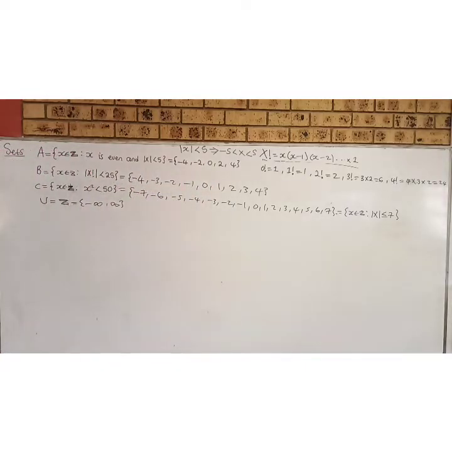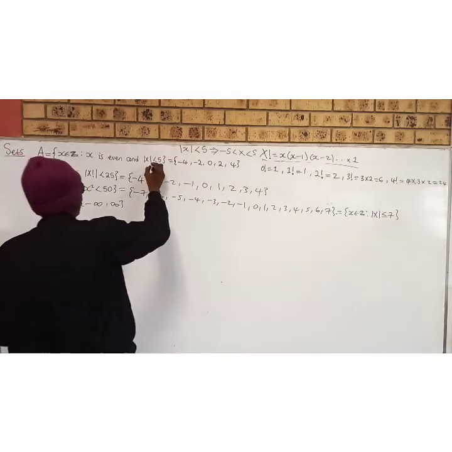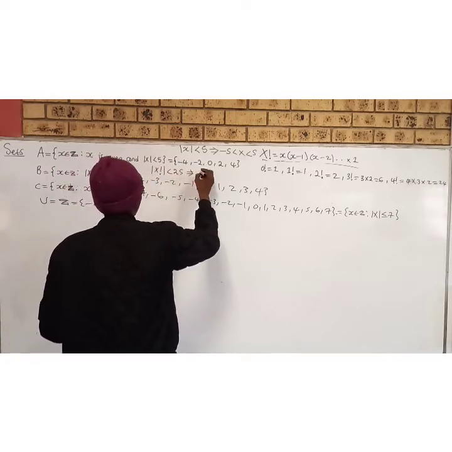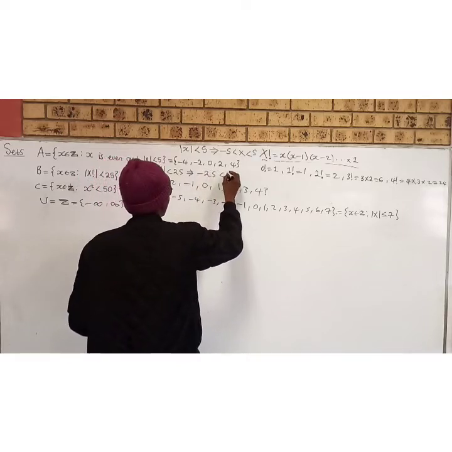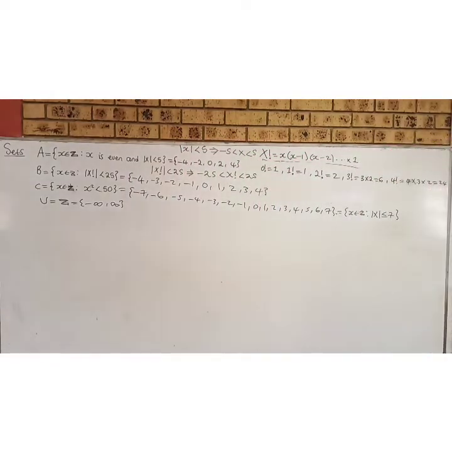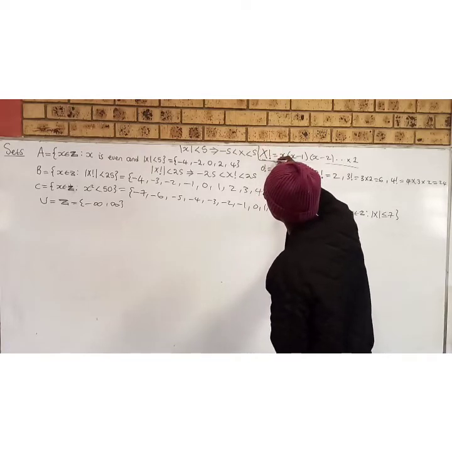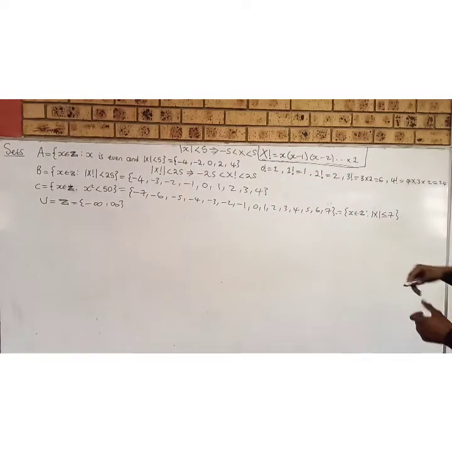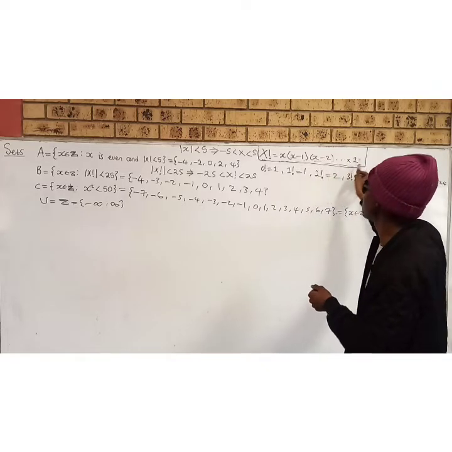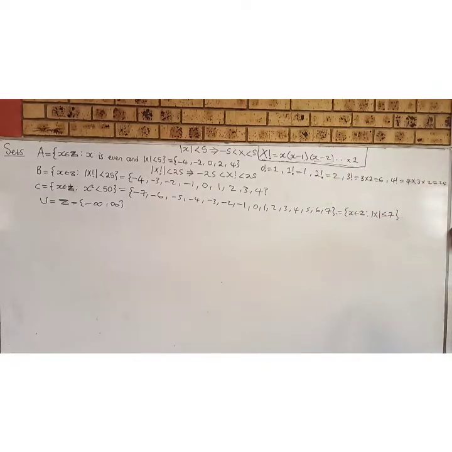Understand that one. So for B, we're given X an element of integers such that X factorial is less than 25, and in the same way, the absolute value of X factorial less than 25 is not different from X factorial being between negative 25 and 25. Here we just have to understand what X factorial is. X factorial is given by X times X minus 1, times X minus 2, until you multiply by 1. That number will decrease until 1.